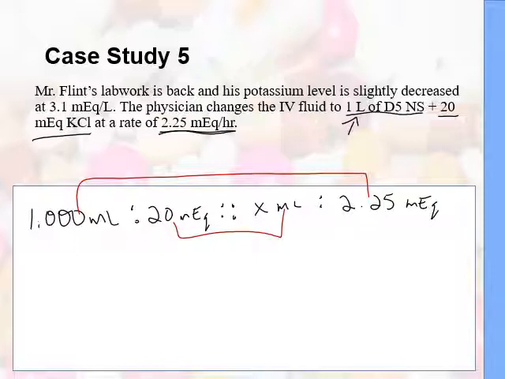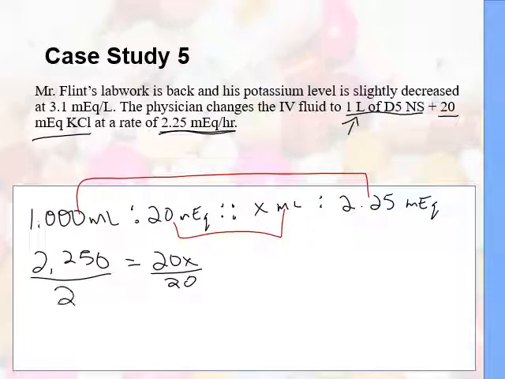You have 1,000 times 2.25 gives you 2,250. 20 times x is 20x. You need to divide by what is next to x to get x by itself. What you do to one side of the equation, you must do to the other to keep it equal. X is equal to 112.5.